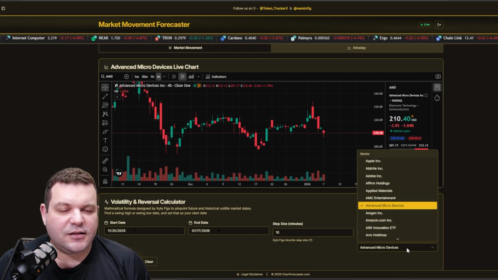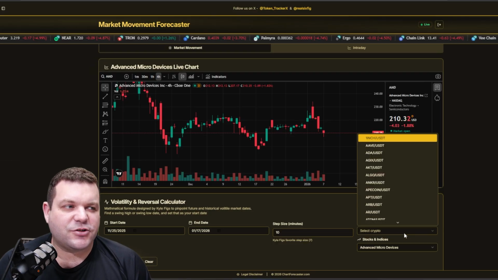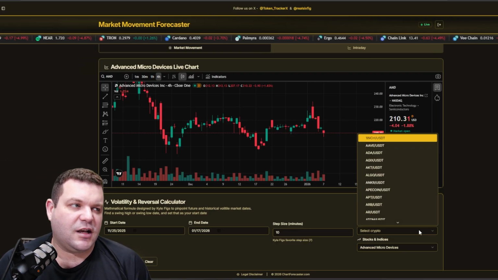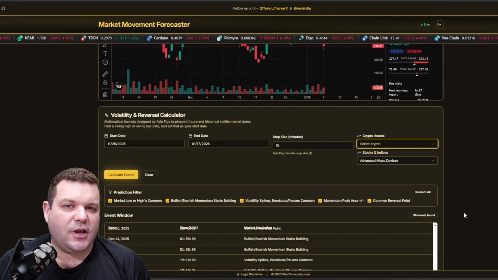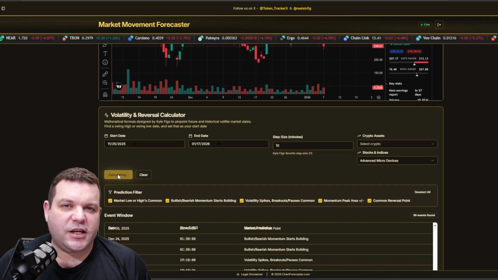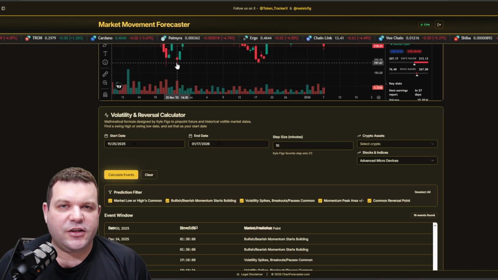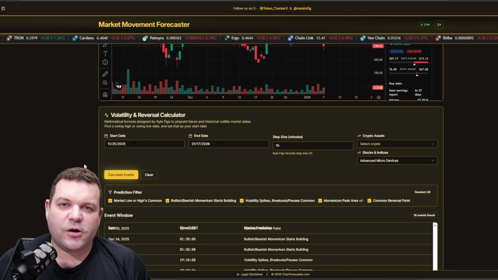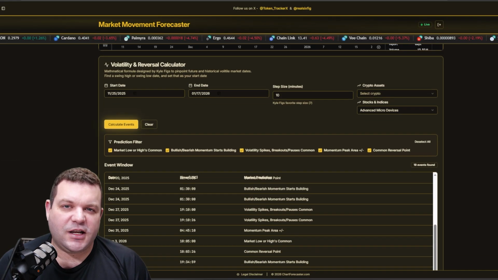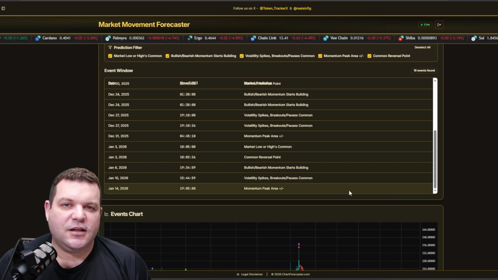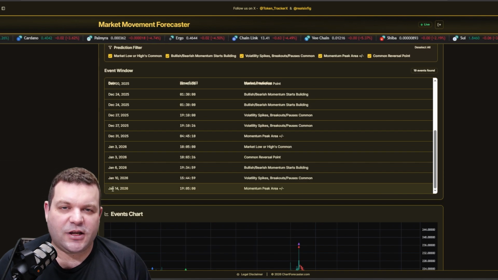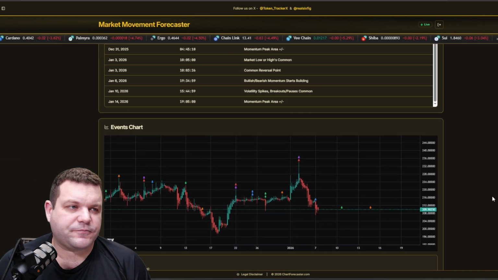This software has a lot of different stocks, and when the markets are closed, you can trade crypto. It's got a lot of crypto in here as well. We'll calculate the event. Basically, the software is honing in on this point in time for AMD, and it aggregates a ton of data. And you can see we're looking at stuff all the way out to January 14th.